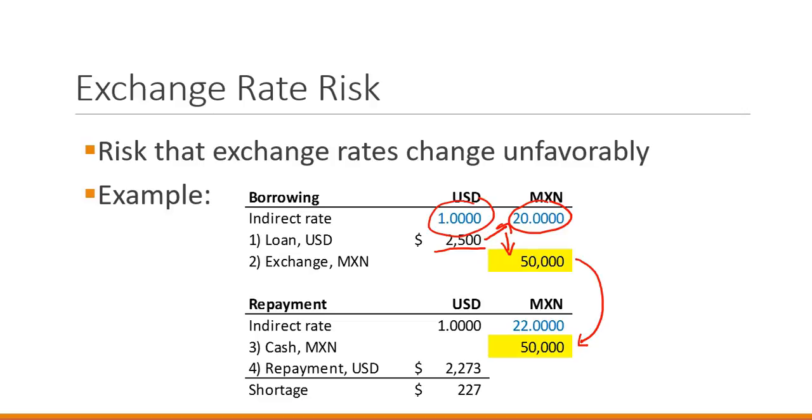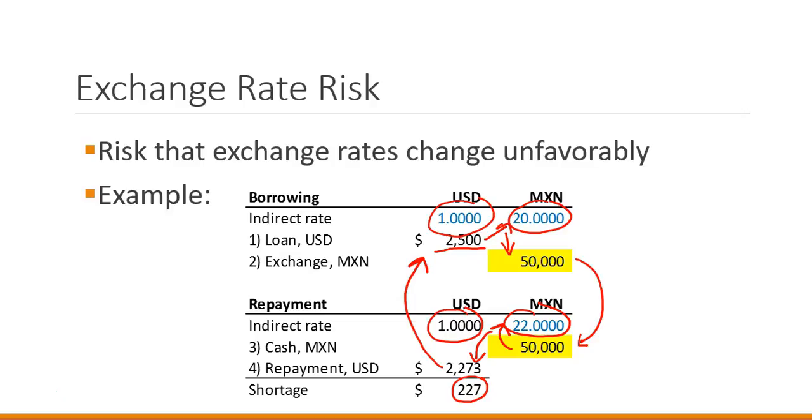And if in the future the Mexican peso has depreciated such that the relationship now is 1 US dollar equates to 22 Mexican pesos, then when the company goes to exchange 50,000 pesos, we divide by 22 to get the dollar amount of 2,273, and notice that that isn't enough to pay back the $2,500 loan. There's a shortage of $227. So that's a good example of exchange rate risk resulting in a loss to the company.